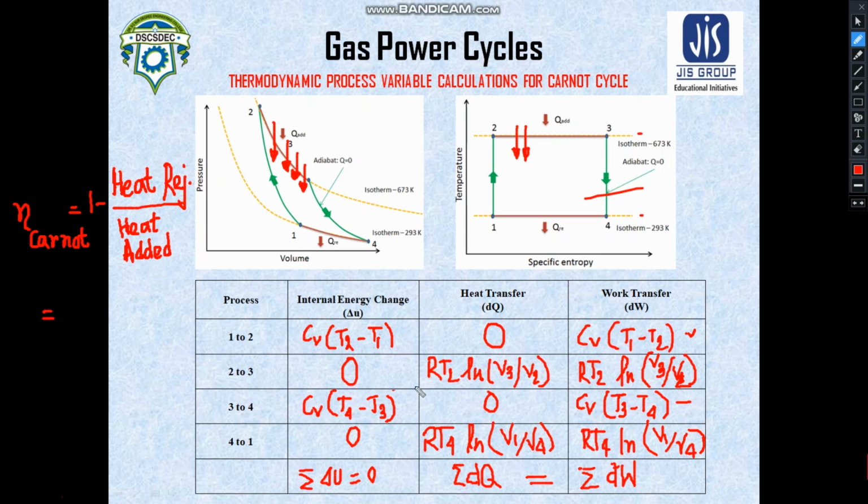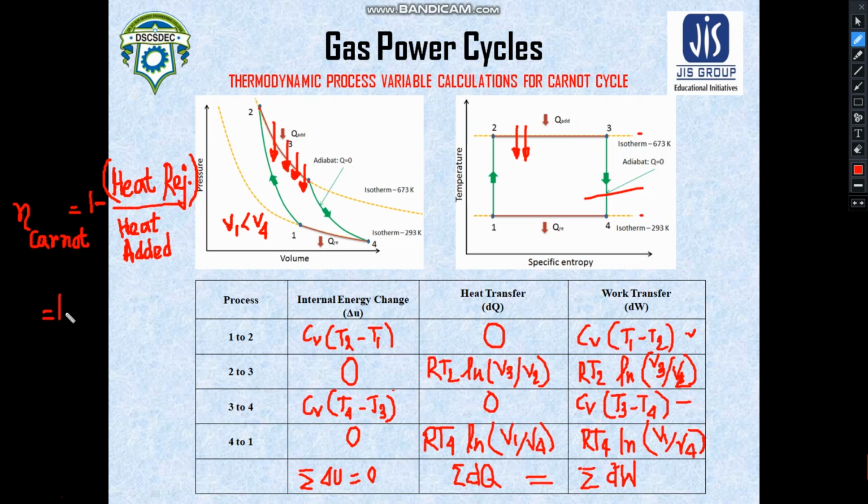Now the question is, what is the heat rejection here? For the process 2 to 3, heat is being added. So this is the heat addition, and you can see that this is the heat rejection. Now you must understand, since V1 is less than V4, this part would obviously be negative. When we write this heat rejection, it is always taken as positive when we are using this minus.